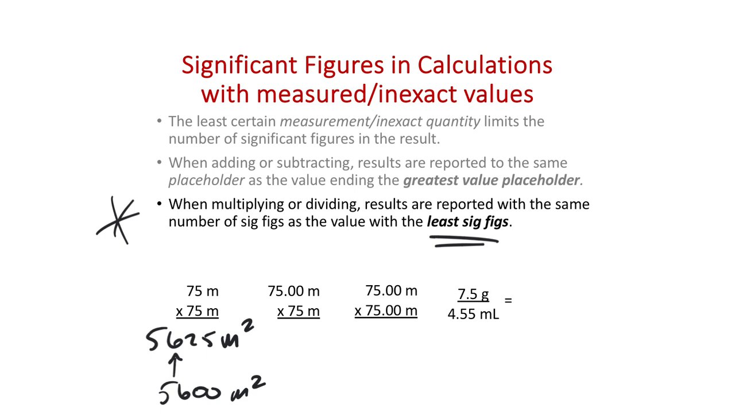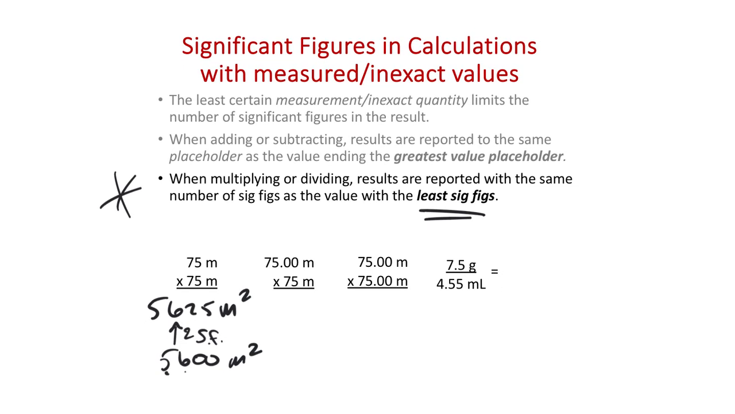Okay, and the reason I do so is to apply the rule. If I have two sig figs times two sig figs, I need to end up with a result that has two sig figs. To round off to two sig figs, here's my first, there's my second. I round off to the two most significant digits, so 5,600 square meters. That would be the best result for the problem of 75 meters times 75 meters.